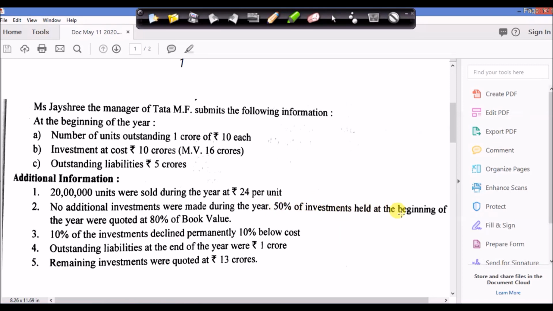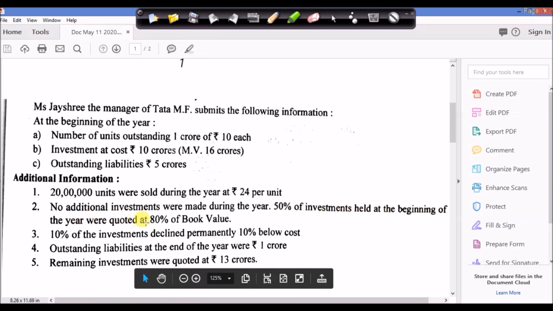50% of the investments held at the beginning of the year were quoted at 80% of the book value. 10% of the investments declined permanently 10% below cost. Outstanding liabilities at the end of the year were 1 crore. Remaining investments were quoted at 13 crore.